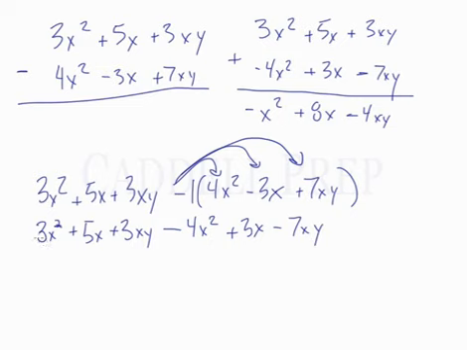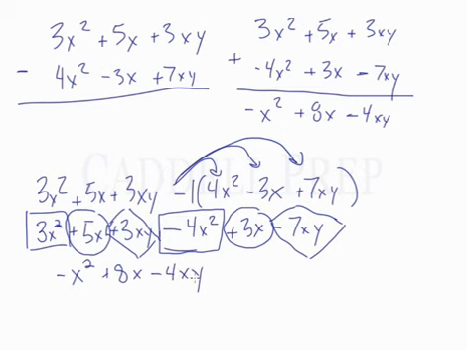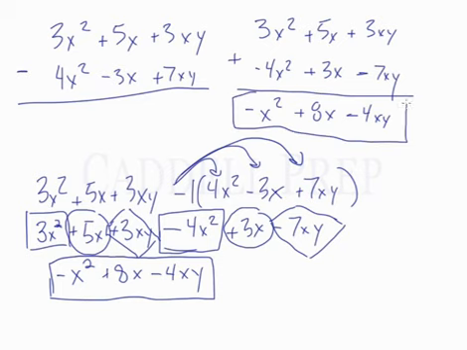And again, we'll just combine like terms. So we have 3x squared and a negative 4x squared. Again, when we combine like terms, we add. So we have 3 plus negative 4x squared. That's negative x squared. Look at the x terms. We have positive 5x and a positive 3x. We'll add these to get positive 8x. And then lastly, the positive 3xy and the negative 7xy. When we add those, we get negative 4xy. Okay, let's look at our answers. And we see that they're both the same.